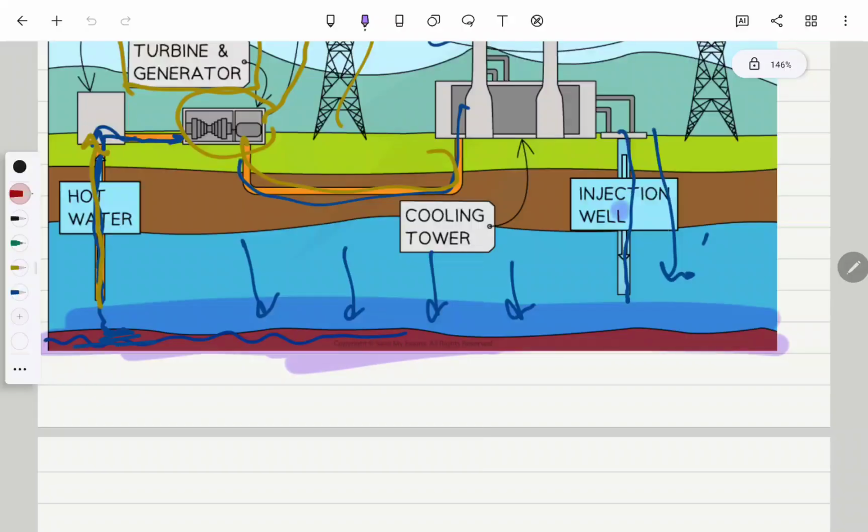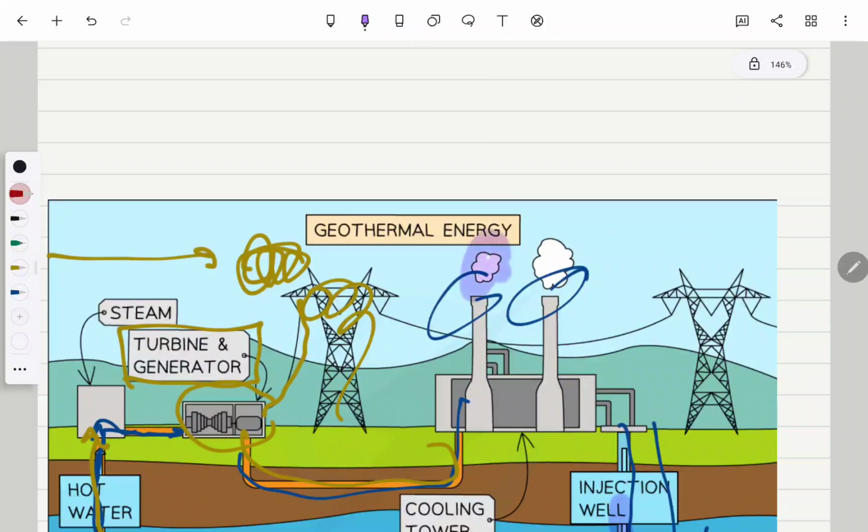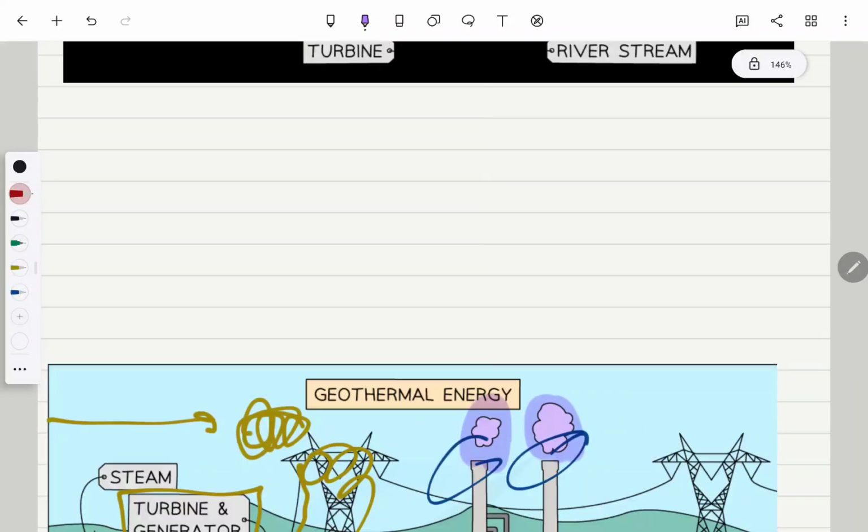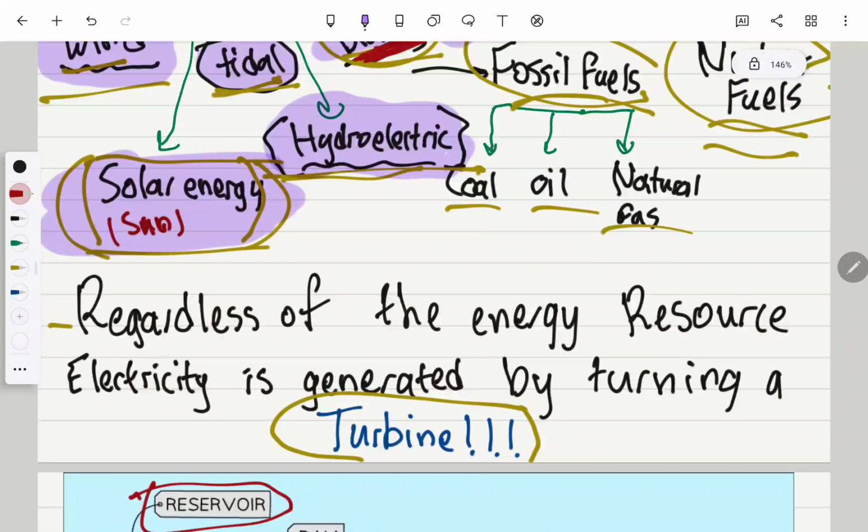In order for you to pour water here and the water needs to heat up, the ground needs to be hot. And you need to find this location where the ground needs to be hot. And it needs to be away from people because all the gases that you release afterwards might affect the people around. So those are the downsides about it.